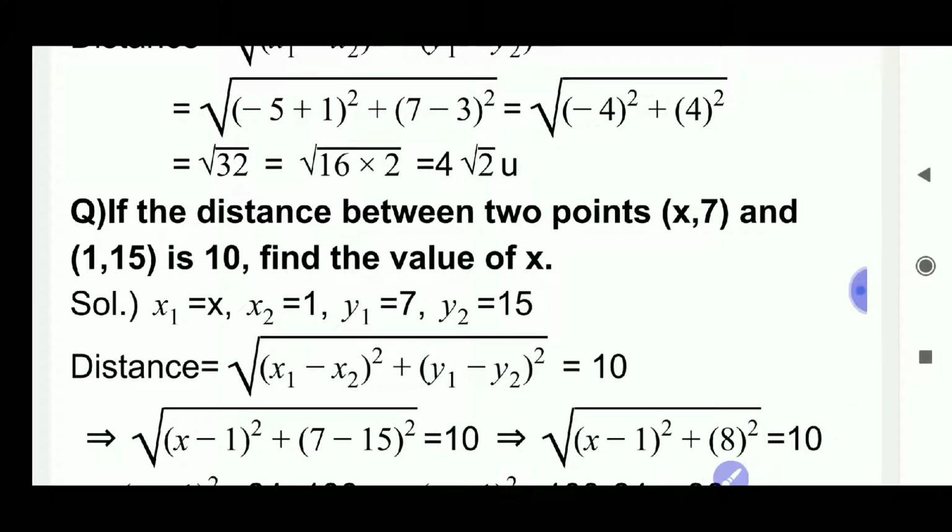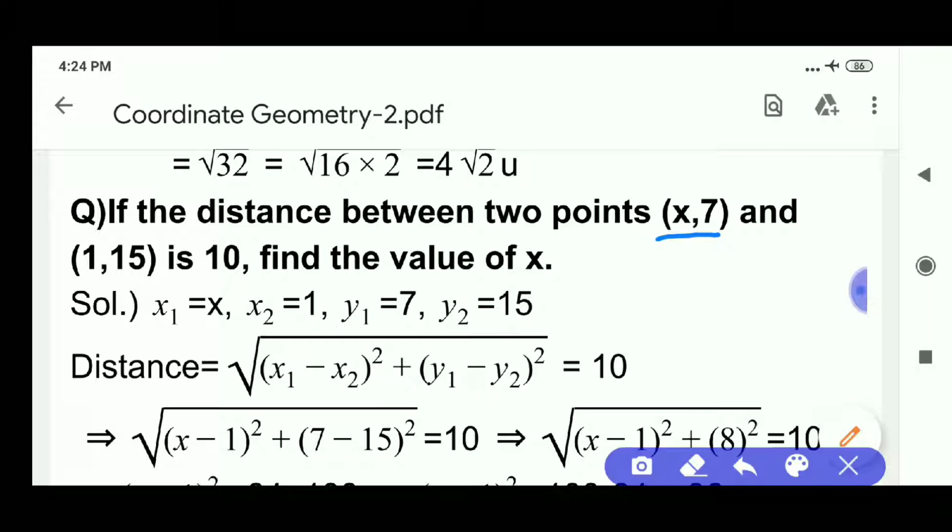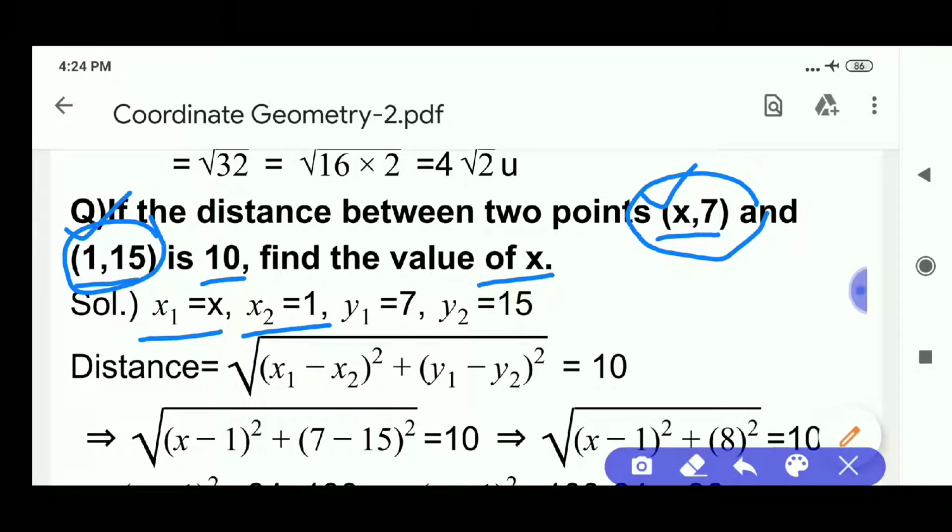If the distance between 2 points (x, 7) and (1, 15) is 10, find the value of x. The distance between 2 points: what are the 2 points? First point is (x, 7), second point is (1, 15). So take the first point as (x1, y1). Then x1 becomes x and x2 becomes 1, and y1 becomes 7 and y2 becomes 15. Substitute these values in the distance formula, and the distance is given as 10.